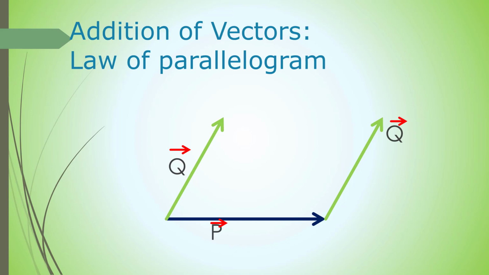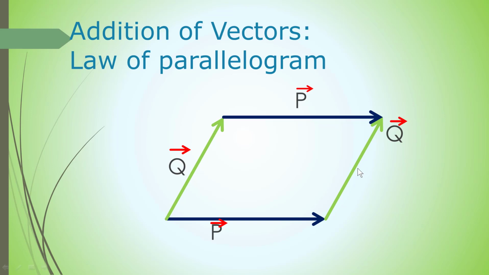But over here we are having P and Q vectors which are having a common starting point. So we are having this P and we are having this Q. If we are using law of parallelogram, then we will draw a vector parallel to Q and we will draw a vector parallel to P. So we are drawing a vector parallel to Q over here, and we will draw another vector parallel to P over here. Okay, so you can see we are having a parallelogram.